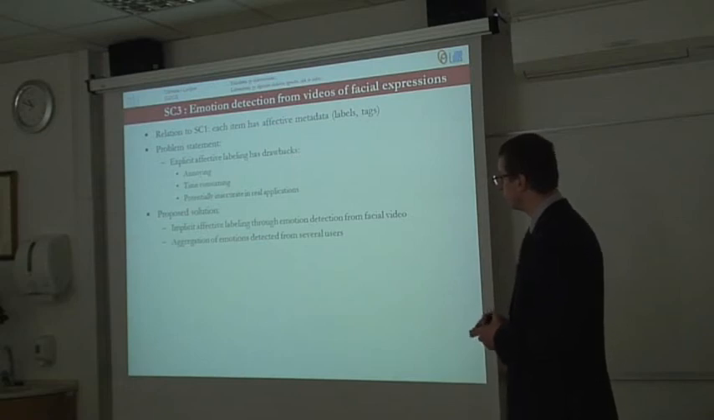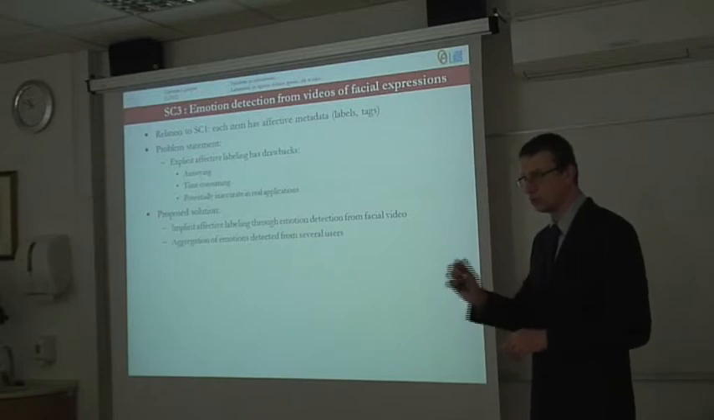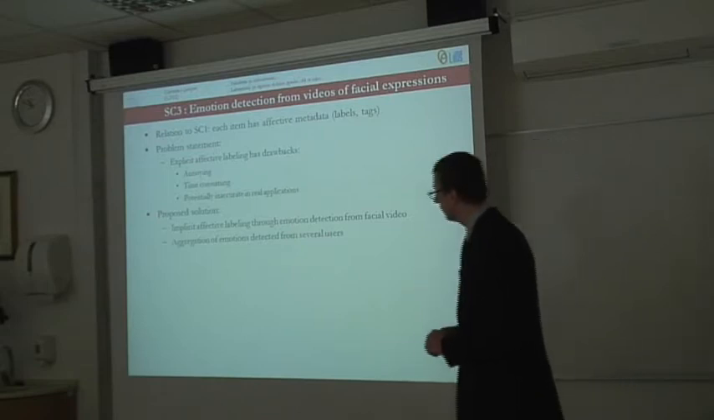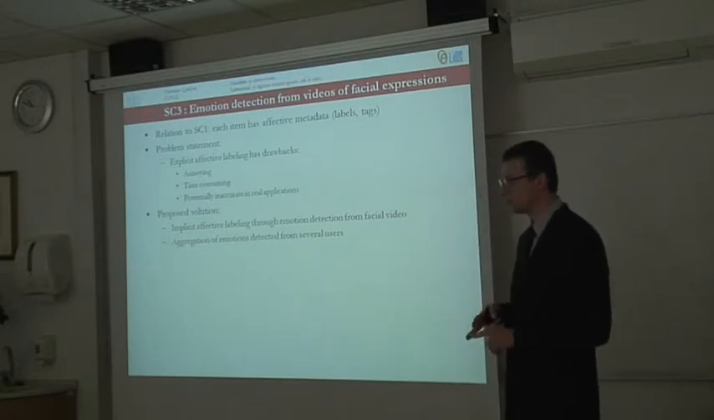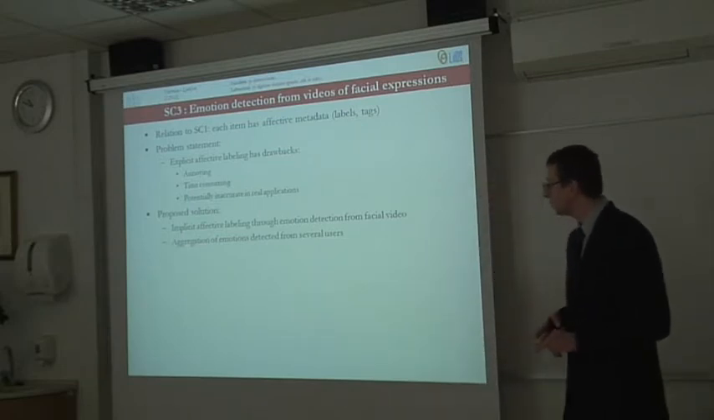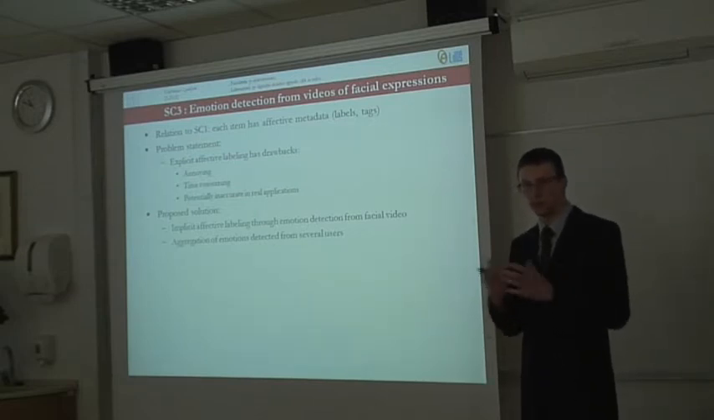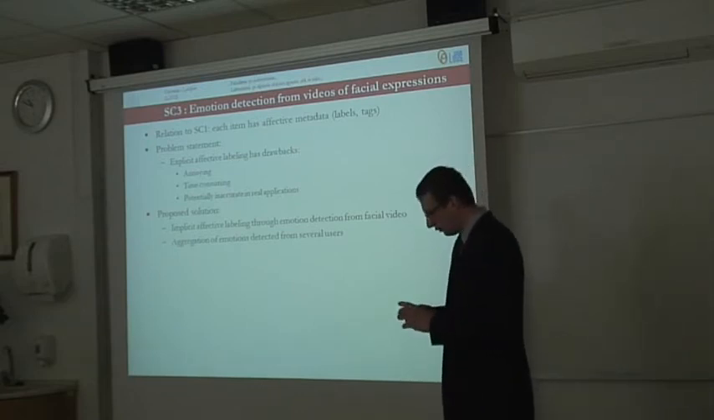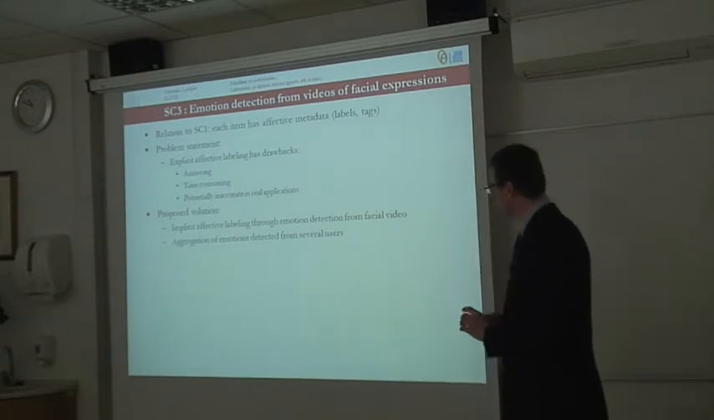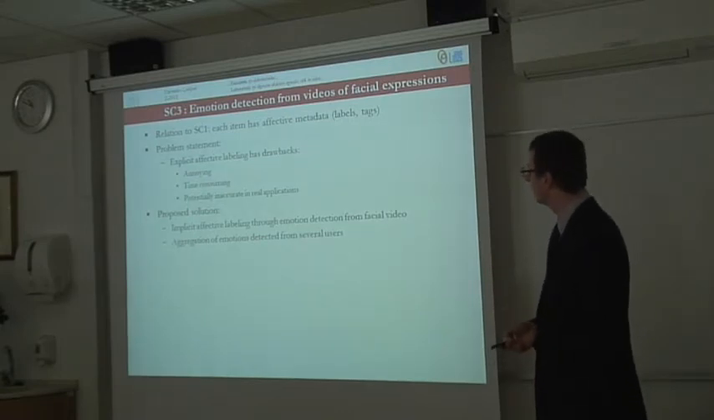Explicit rating has several drawbacks. It's annoying for users to rate items with labels. It's time consuming, and in real applications it's potentially inaccurate. So we propose to use an implicit algorithm to detect the emotive responses of users while they are consuming the items, and we aggregate these emotions from several users to get the labels themselves.